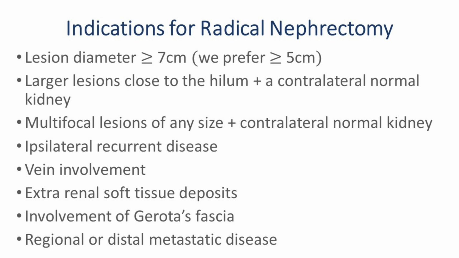A larger lesion close to the hilum with a contralateral normal kidney. Multifocal lesions of any size with a contralateral normal kidney. Ipsilateral recurrent disease. Major vein involvement. Extrarenal soft tissue deposits. Involvement of Gerota's fascia. And finally, regional or distal metastatic disease.